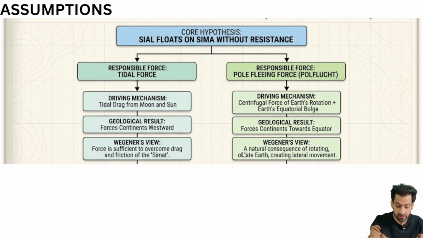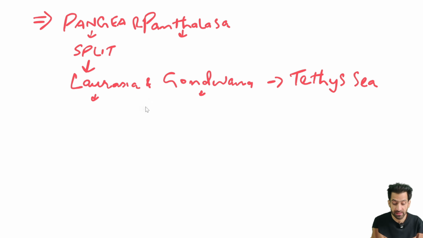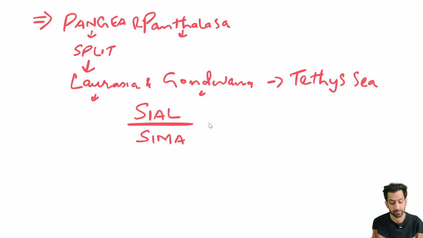However, there were some assumptions. What were the assumptions? First of all, he believed that there are layers, Sial and Sima, and the continents float. He termed the continental land masses as Sial. They float on Sima without any resistance. Remember this, because this will later be used as the criticism of the theory, whatever I am telling you. Without resistance.